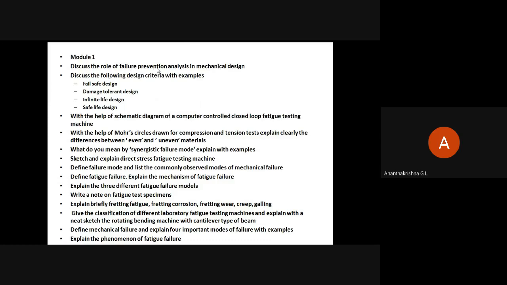So these are all the questions in module 1 that I have extracted from some 6 or 8 question papers, right? And these are all a bit repetitive in nature. So discuss the role of failure prevention in mechanical design. Discuss the following design criteria with examples. Okay. Computer controlled closed loop fatigue testing machine. This also we have done. Even and uneven materials. You remember all these things?